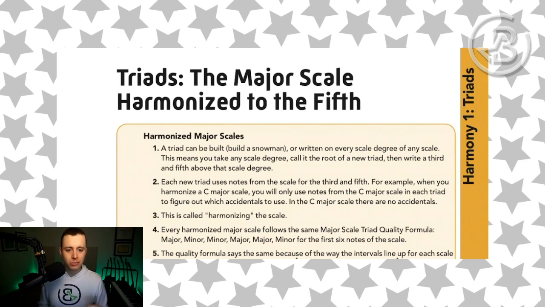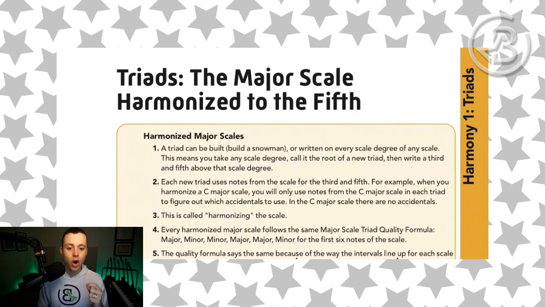So a triad can be built, build a snowman, or written on every scale degree of any scale, major scales included. This means you take any scale degree, and then we're going to think of that scale degree as the root of a new triad. Then we're going to write a 3rd and a 5th above that scale degree. Now, each new triad is only going to use notes from that scale for the 3rd and the 5th.